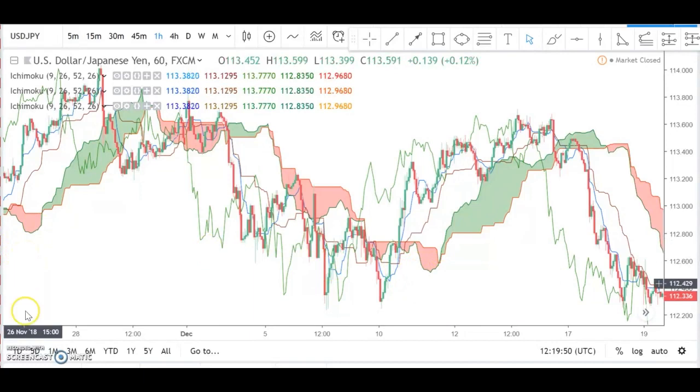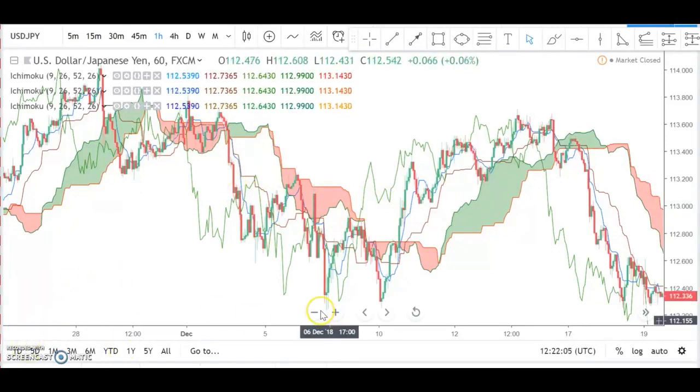So the main use is for JPY pairs, so we're on the USD JPY pair at the moment on the 1 hour chart. The reason why we're using the 1 hour chart is because this indicator works well on this specific time frame. So let's take a look. We've got a green cloud, red cloud, some squiggly lines here. So let's break this all down.